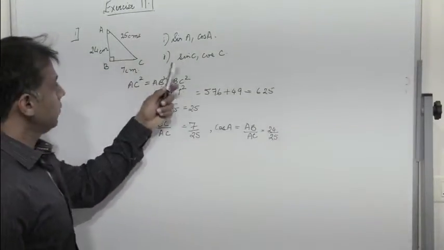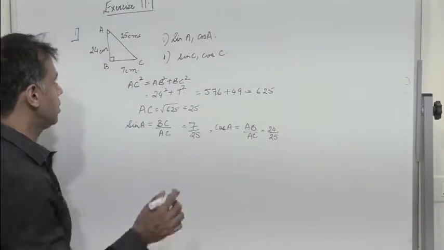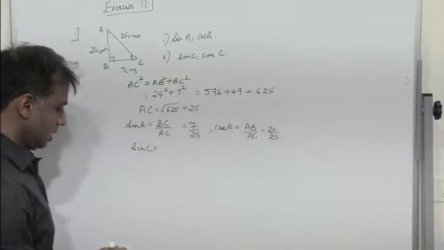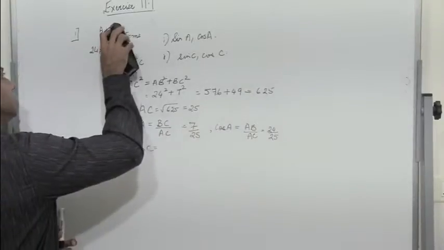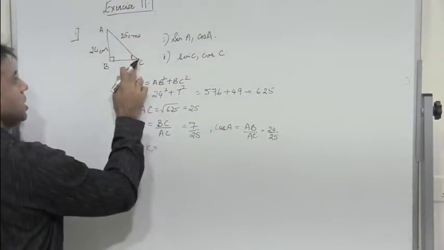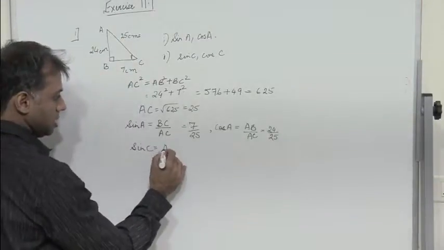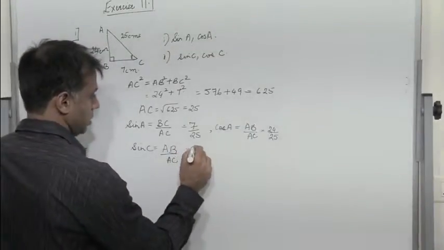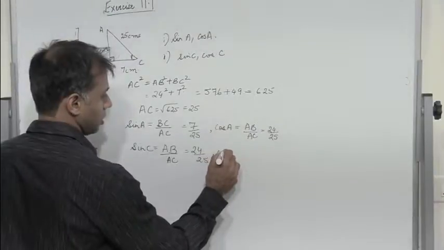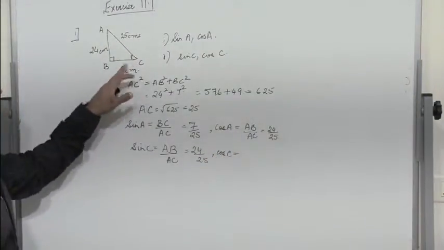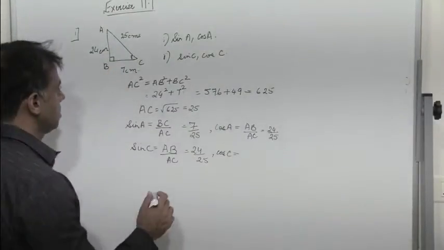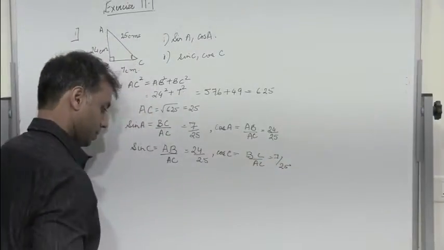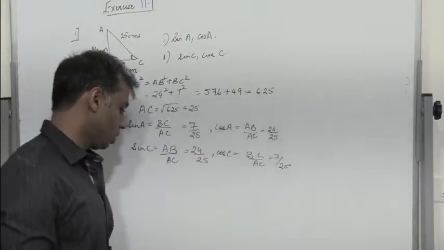So now we have to calculate sin C and cos C. So now we consider with respect to angle C. Okay, so what is sin C? So now we consider the side opposite to C. So what is the side opposite to C? Opposite to C is AB. So AB by AC. The hypotenuse remains the same. So it is 24 by 25. Cos C. What is cos C? The side adjacent to C is BC by AC, which is 7 by 25. Okay? Right? So this is a very simple problem.